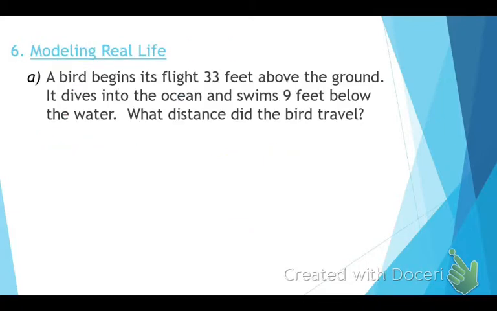All right, so modeling real life kinds of problems are basically taking all the ideas and things that we've learned and putting them into a real life scenario. In this case, there is a bird. It begins its flight at 33 feet above the ground. It dives into the ocean and it swims 9 feet below the water. What distance did the bird travel?